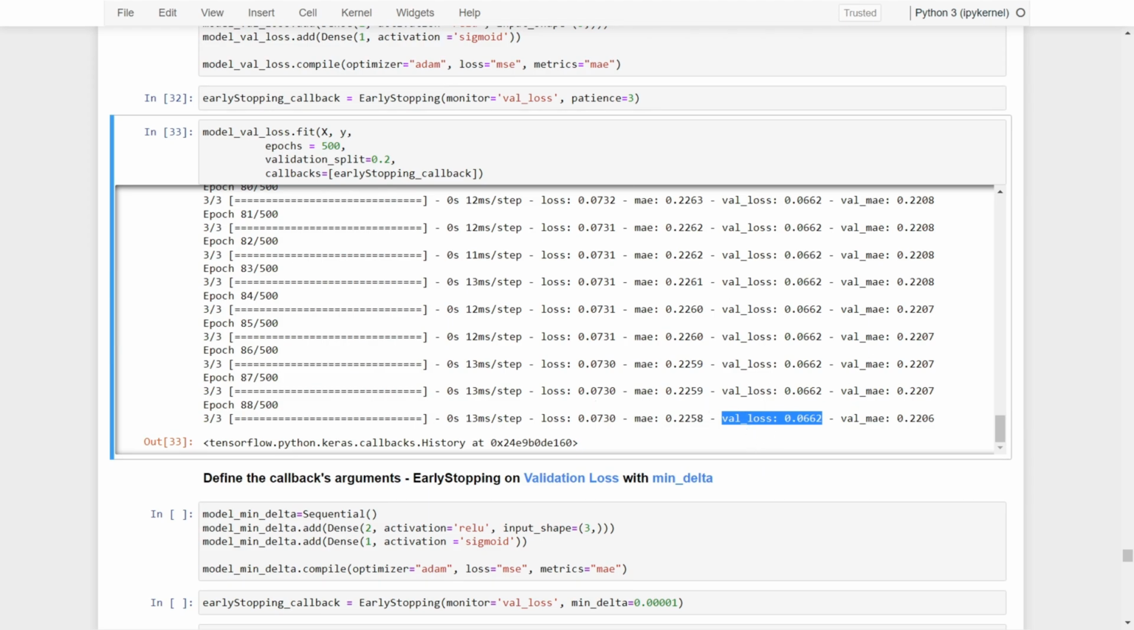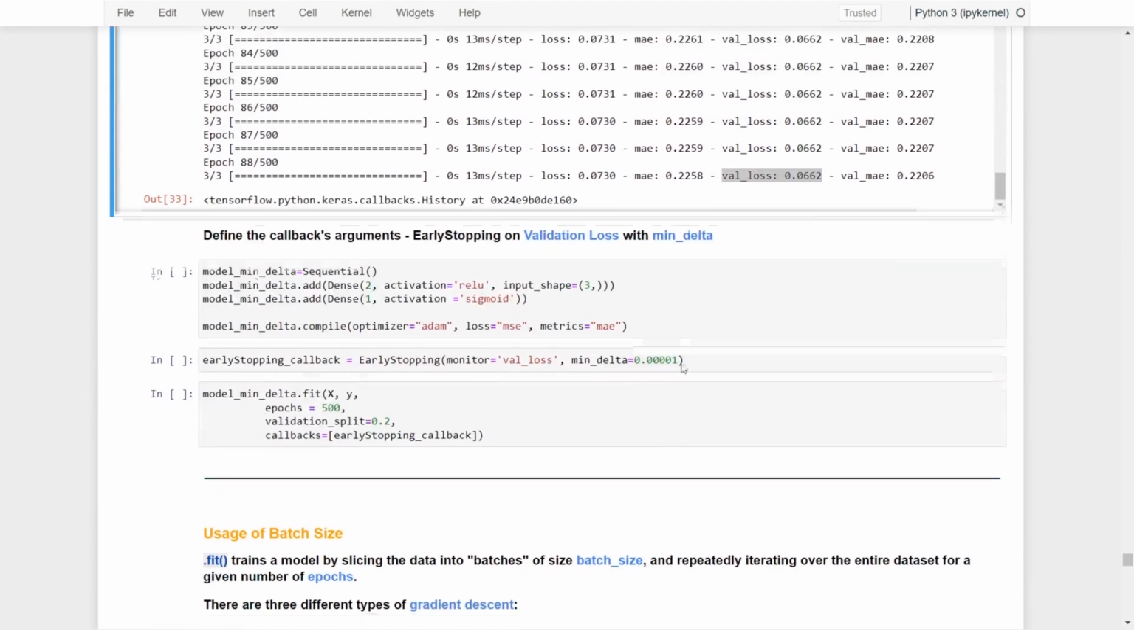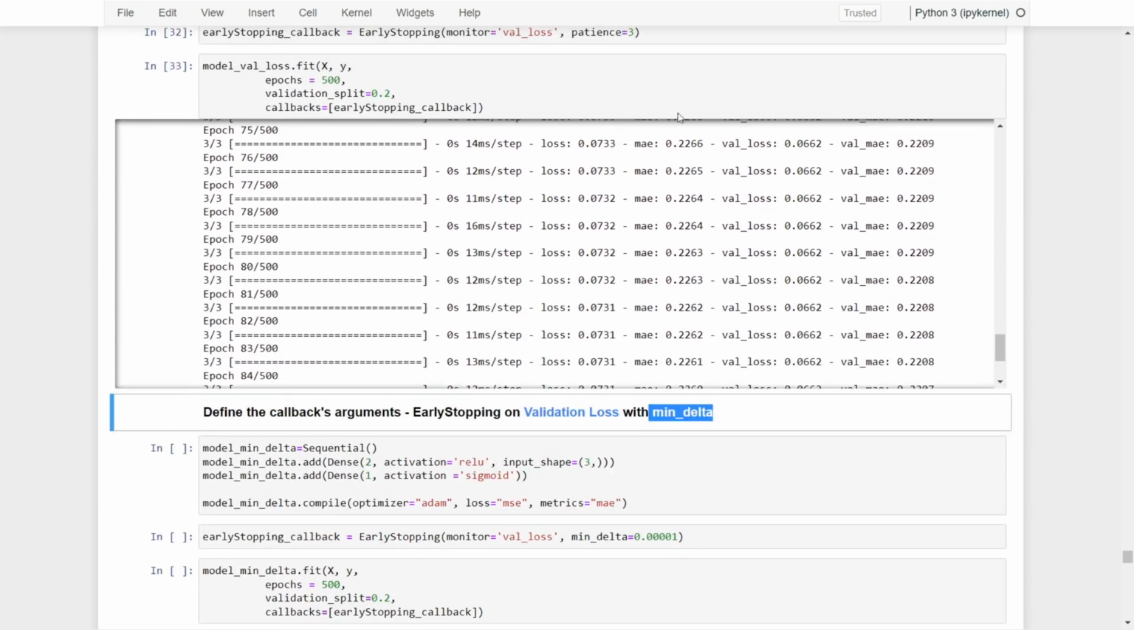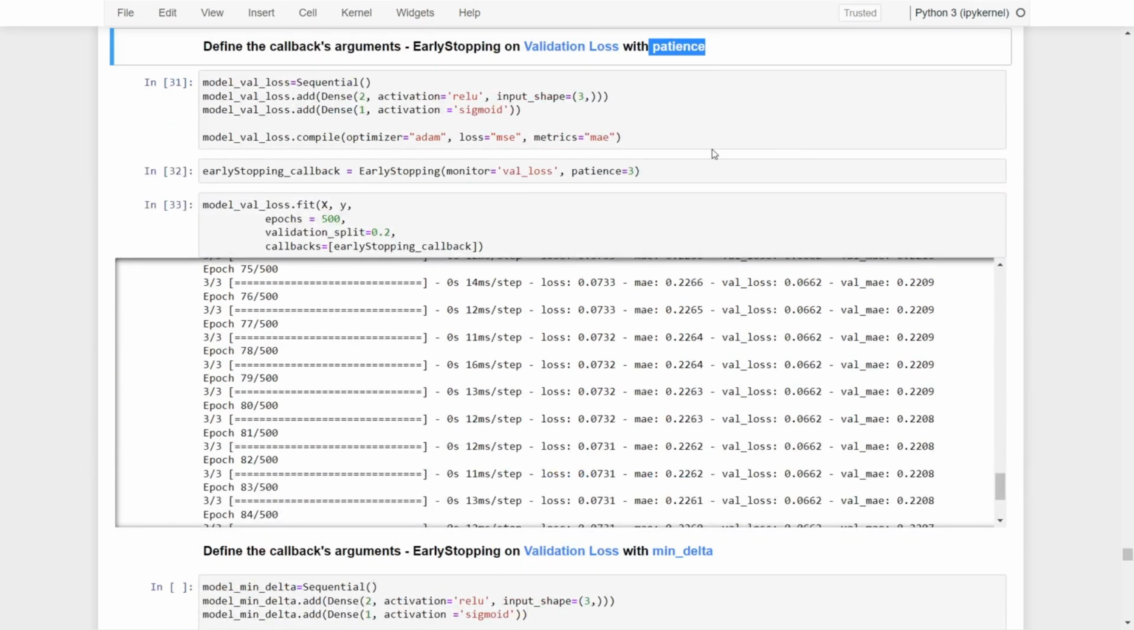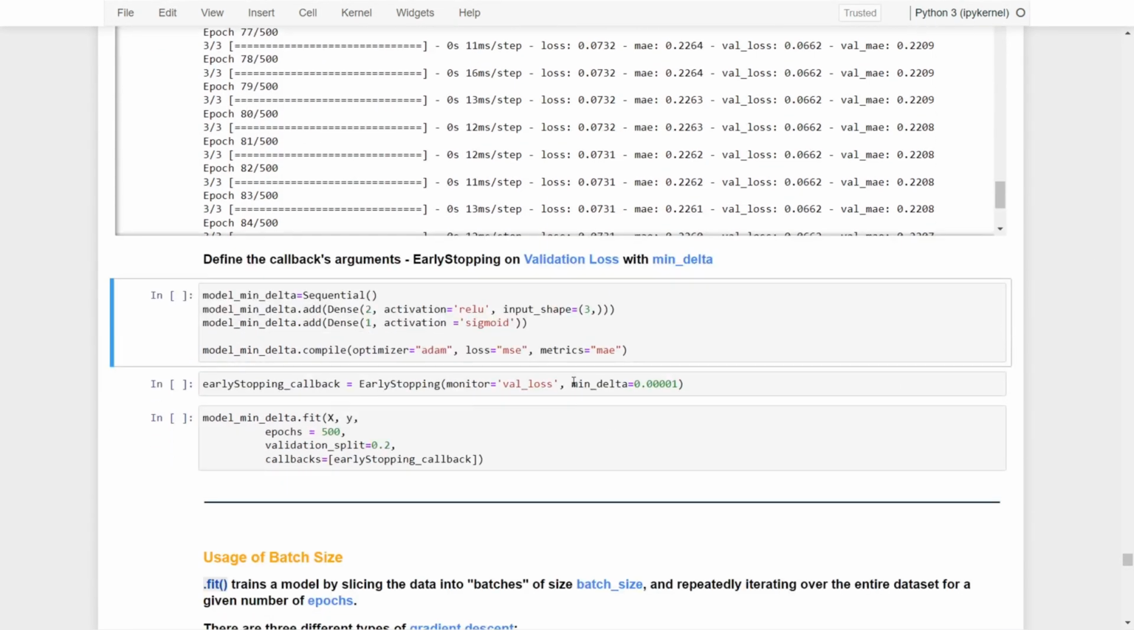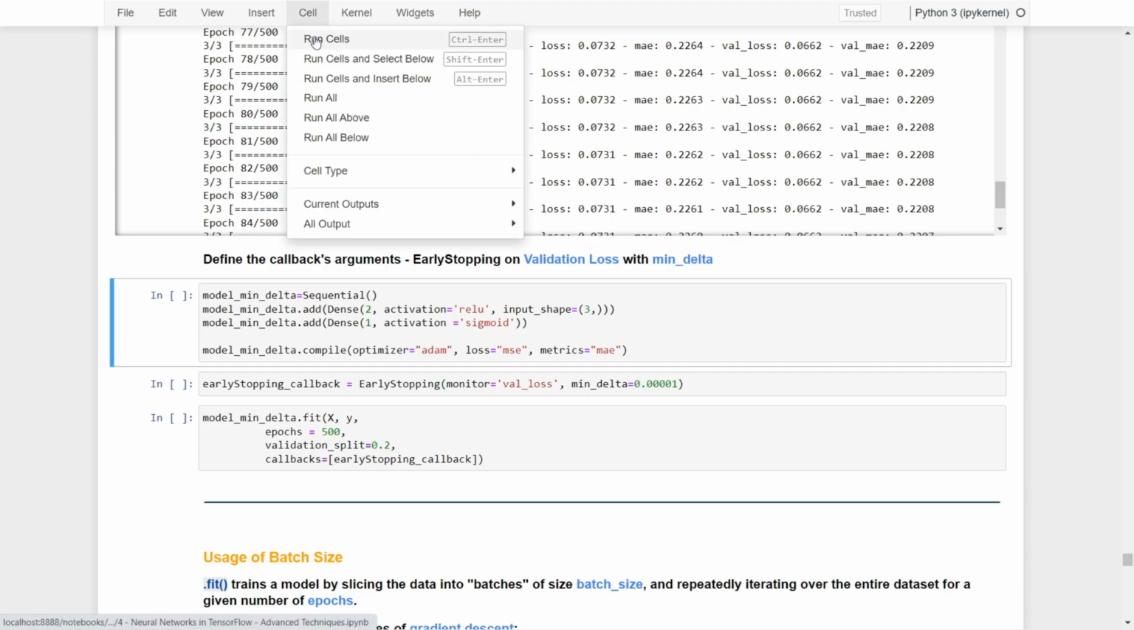For the next example, we are going to use the min delta, instead of the patience, to do the early stopping. So in case the validation loss does not improve by 0.00001, in that case, we will stop the training. Now let's take a look at that.